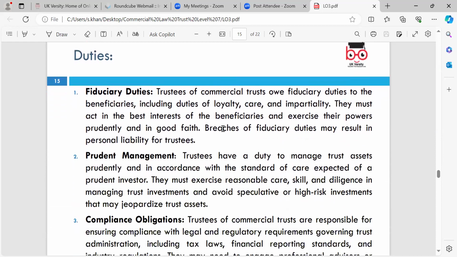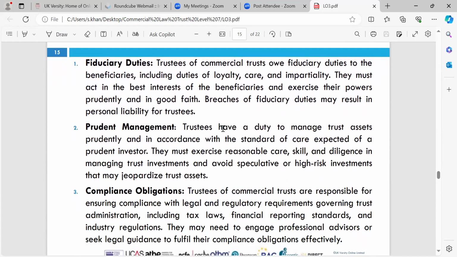The duties. So they have fiduciary duties. Trustees of commercial trusts owe fiduciary duties to beneficiaries, including duties of loyalty, care, and impartiality. They must act in the best interest of the beneficiaries and exercise their powers prudently and in good faith. Breaches of fiduciary duties may result in personal liability for trustees.